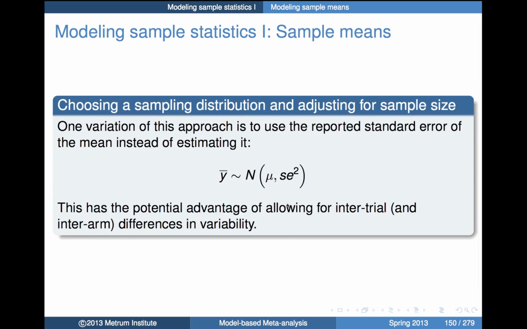And we can use other approaches where we use the same basic idea, but instead of using a model-estimated value for our variance, we might instead choose to use the observed standard errors in the means. So that's what we're showing here: you could use the reported sample standard error for the mean and square that, and that would serve as your variance estimate. That has the downside of essentially assuming that you know the variance with some accuracy, but it has the potential advantage of allowing for inter-trial and even inter-arm differences in that residual variability.